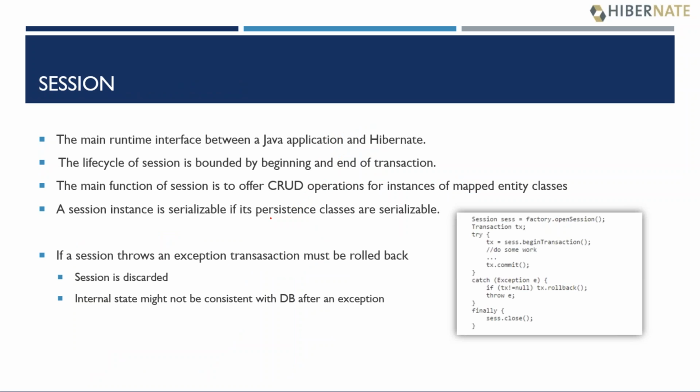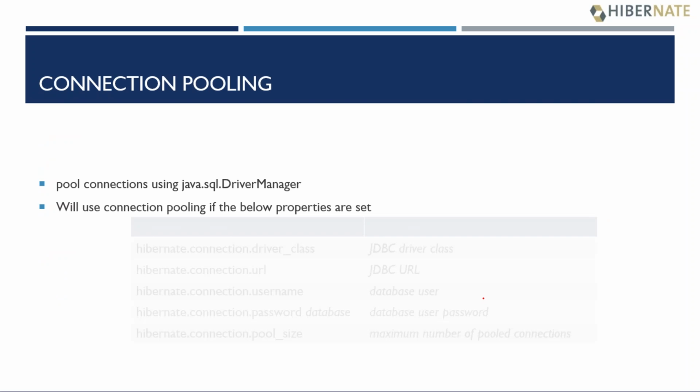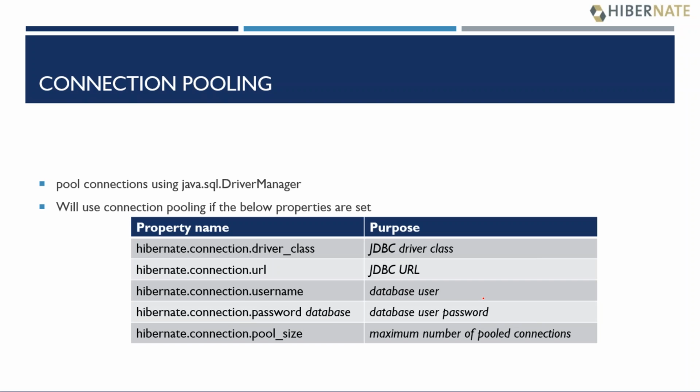Once you have opened the session, then you can start performing all the operations. So over your factory.openSession, begin the transaction and then commit the transaction. If any exception occurs, you have to close the session. And then connection pooling. For the connection pooling concept, you can specify the connection pool size, the maximum number of pools, and you need to specify the pool name and all, whatever you are using.